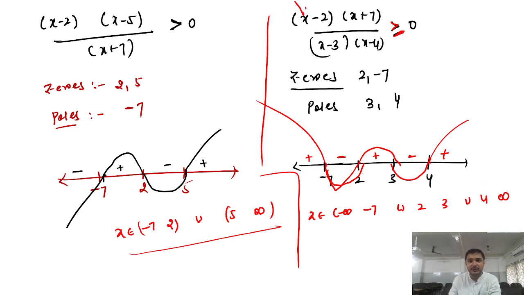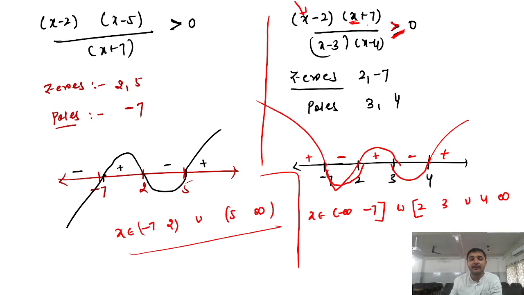If I put x equal to 2, the numerator will become 2 minus 2, 0, and 0 multiplied by something is 0. So equality holds here, 0 is equal to 0, right? So 2 we need to include in the answer. What about minus 7? If I put minus 7, sir, this is 0. 0 multiplied by something, everything is 0. Minus 7 also we need to include in the answer because equality holds.